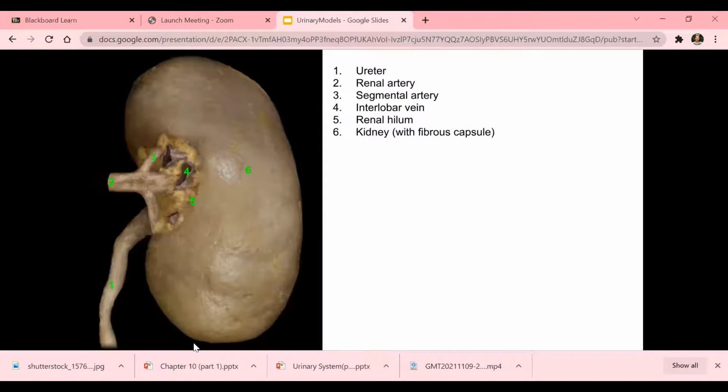In this picture, you can see the real kidney. This is the kidney, which is covered by fibrous capsule from outside. This region is called hilum of the kidney. You can see the renal artery which comes to the kidney, and it makes some branches which we call segmental arteries. And also you can see some interlobar veins which join together and make renal veins. And then this is the ureter.